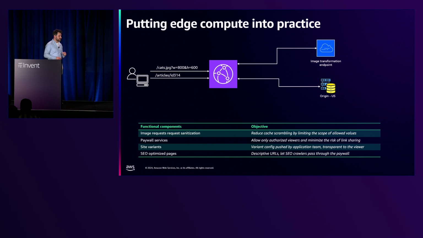So first, we want to solve the problem of abusive actors DDoSing image transformation endpoints. The way they do that, they scramble the cache. They send a request flood with randomized inputs that leads to an increase of cache misses, which puts higher load on the origin, eventually leading to service disruption.